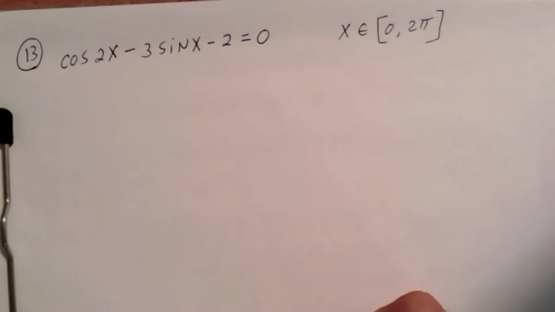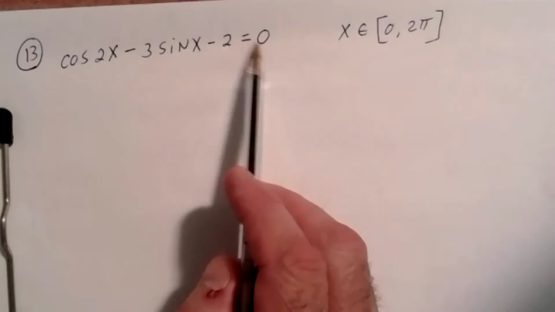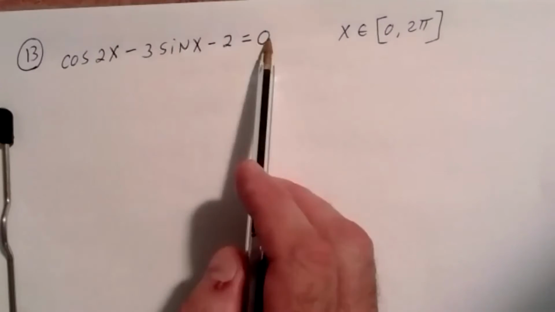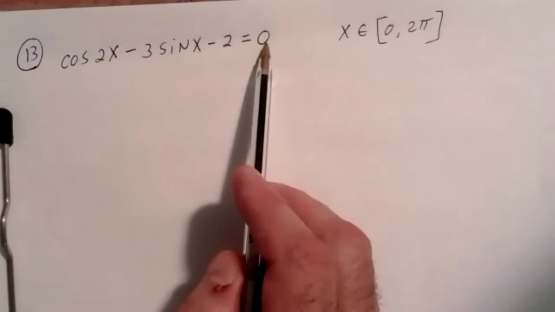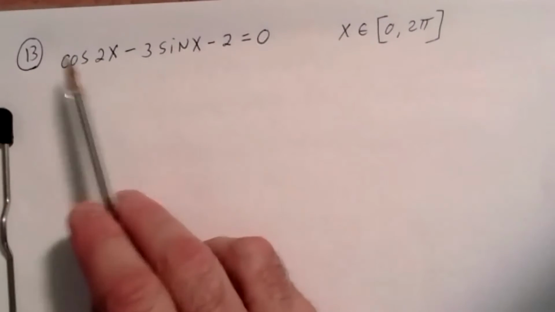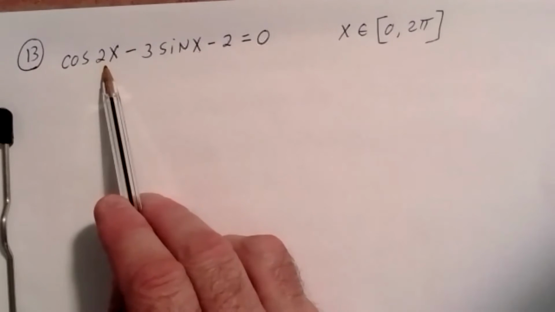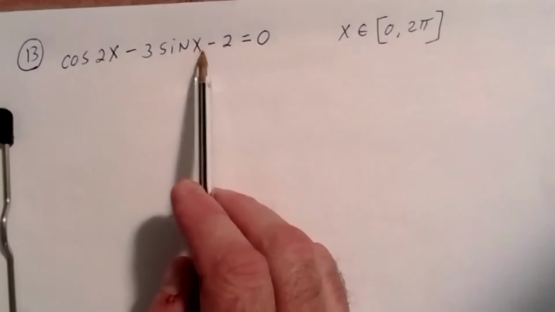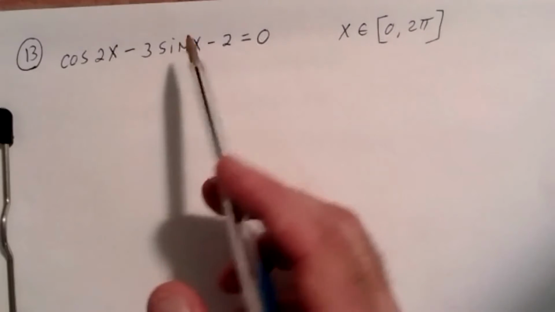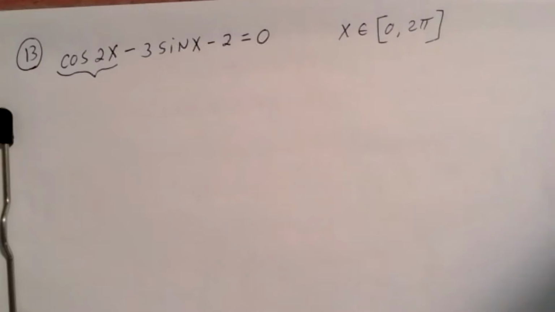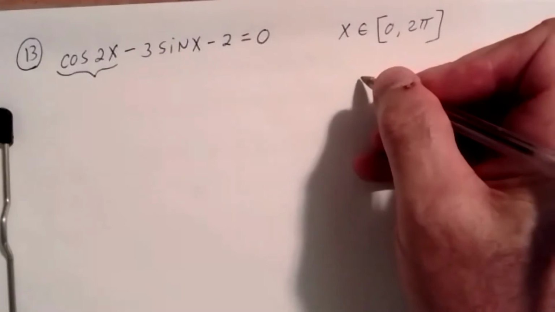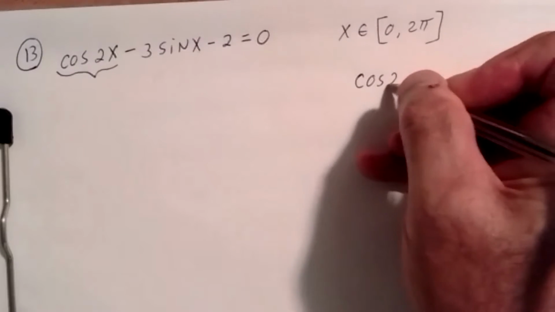How are we going to kick this one off, ladies and gentlemen? What is the most complicated term in this equation? Cosine of 2x. We have to do something with this. We can't have this argument be 2x. It has to be x because we only have an argument of x for the sine function. What identity will we use to replace this with something else? Double angle formula for the cosine function.